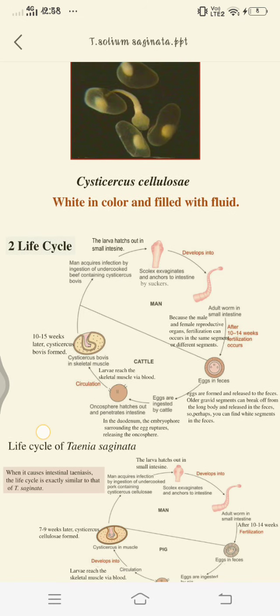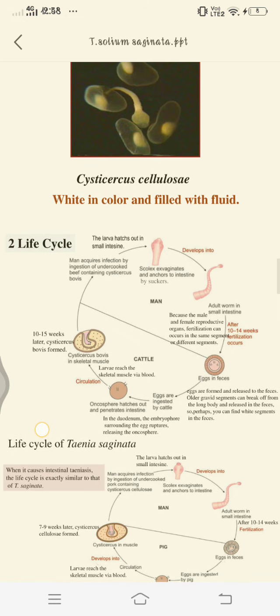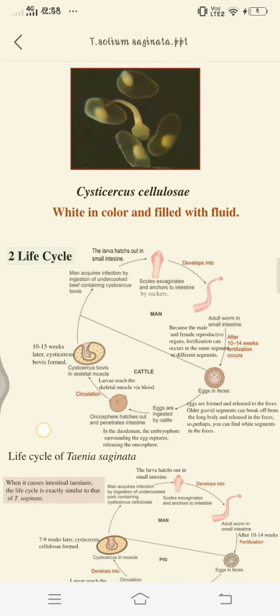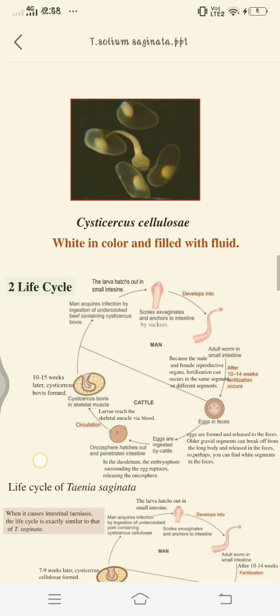So oncospheres, if you remember, the egg is inside the oncosphere, and that oncosphere hatches out and penetrates the intestine. In the duodenum, the embryo fluid surrounding the egg ruptures, releasing the oncosphere. This is the first step: the embryo fluid ruptures. Of course, once the embryo fluid ruptures, only the oncosphere is exposed.